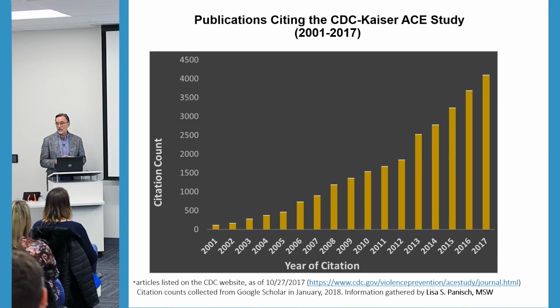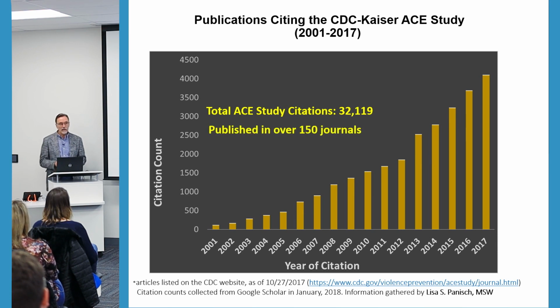The interest in this information, this data, is going up exponentially over the last few years. What I show you here is a graph showing the number of scientific publications citing the original ACE study from 2001 to 2017. It's been cited more than 32,000 times and cited in more than 150 different journals, multiple disciplines, educators, policymakers, people involved in criminal justice, public health, medicine, psychiatry, psychology. So there's diverse interest from multiple fields.